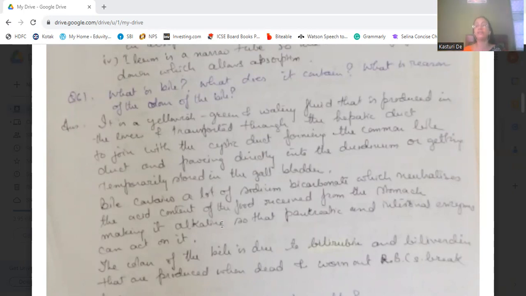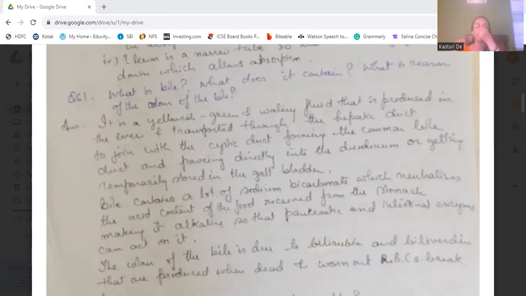Now, bile contains some salts. One of them is sodium bicarbonate, which neutralizes the acid. Sodium bicarbonate is an alkali, and it will neutralize the acid. We know that the food which is present in the stomach or which is coming out from the stomach into the intestine is mixed with acid. It is acidic in nature because it is mixed with HCl acid.